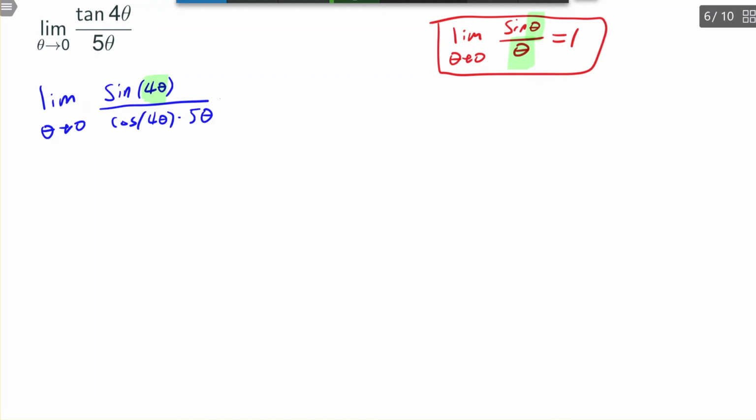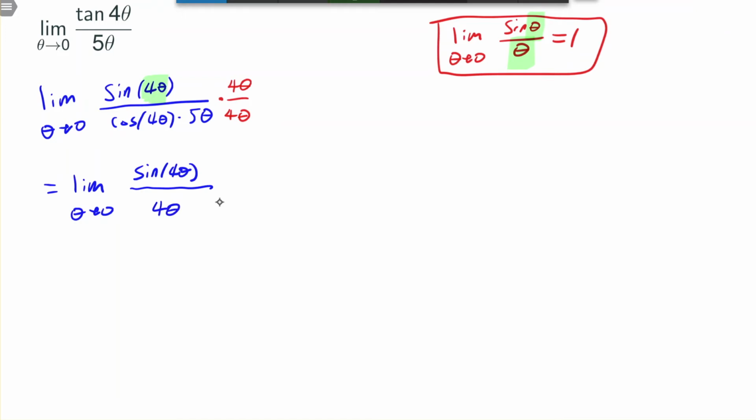So what we can do here is first, let's multiply 4 theta over 4 theta. And then I'm going to rearrange. So the way we arrange is as limit theta approaches 0, I have sine 4 theta. And in multiplication, order doesn't matter here, right? Order doesn't matter. So I'm going to write this 4 theta right here, times 1 over cosine 4 theta. And what we've left is 4 theta from numerator and denominator times 4 theta over 5 theta. And we can also put all this in one fraction as well.